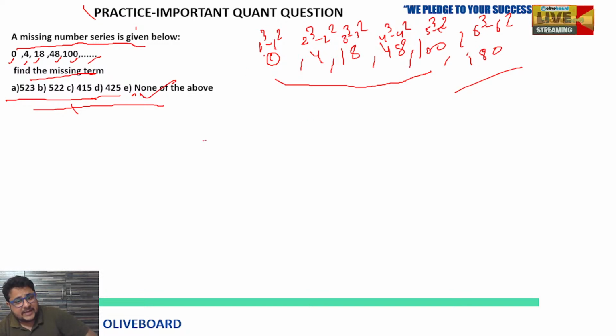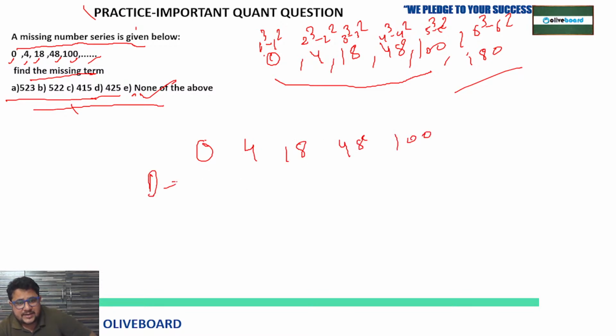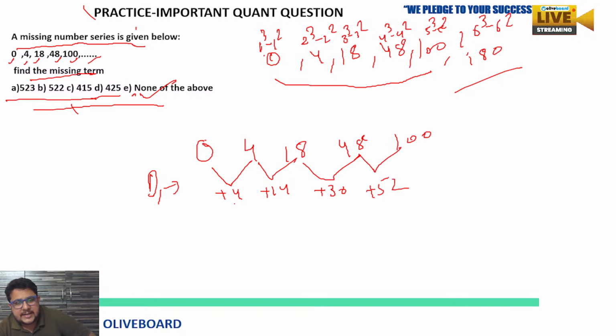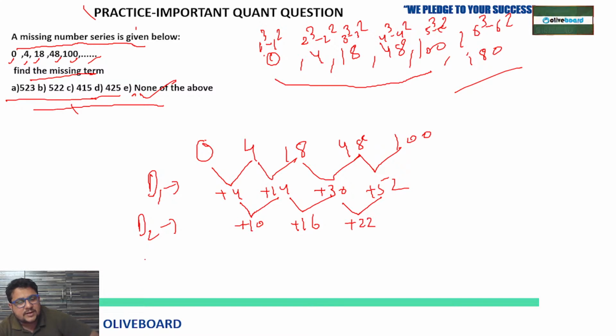So any other logic which we can follow? Okay. 0, 4, 18, 48, 100. So by difference also you can solve the same. Take the first difference, difference 1. First difference is plus 4, then plus 14, then plus 30, then plus 52. Now see the next difference, difference 2, means the difference of difference. So 4 to 14 plus 10, 14 to 30 plus 16, 30 to 52 plus 22. Now see the difference of the difference of the difference, means third difference. When you will see, that is constant. 10 to 16 plus 6, 16 to 22 plus 6.